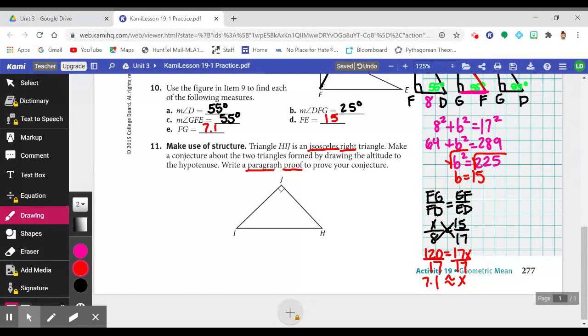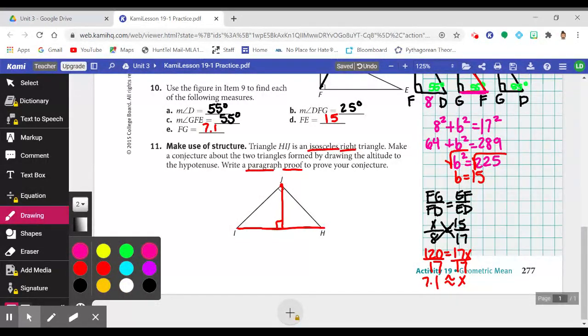But we're going to start by drawing the altitude. So it says drawing the altitude to the hypotenuse. That means this is the hypotenuse of a right triangle. So we're going to start from this vertex J and try to draw a perpendicular segment to this hypotenuse HI. And it says make a conjecture about the two triangles formed by drawing the altitude to the hypotenuse. So let's think about this for a second. We'll just kind of think this one out, not necessarily write a proof here.